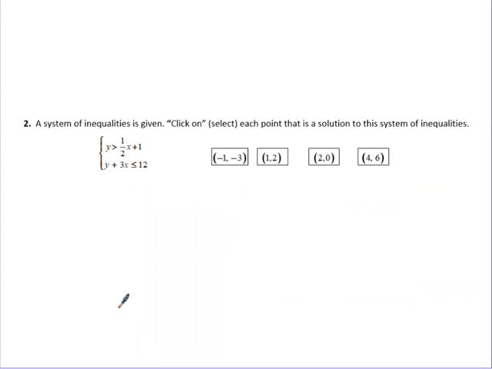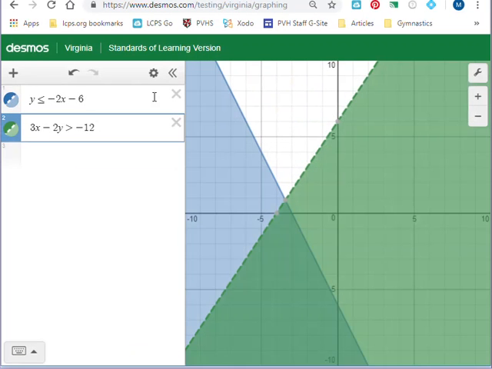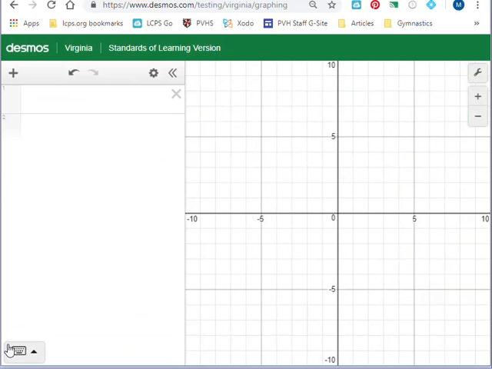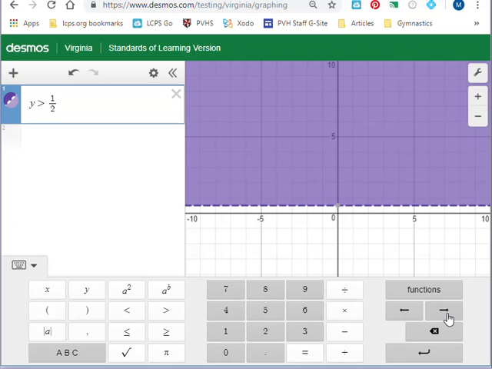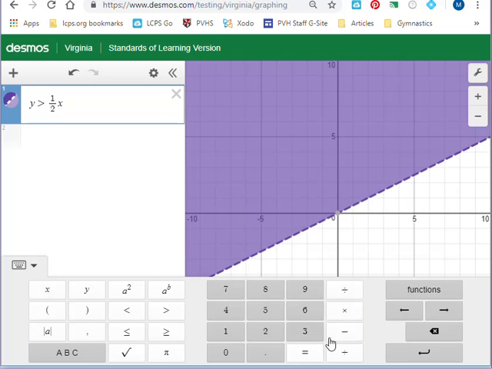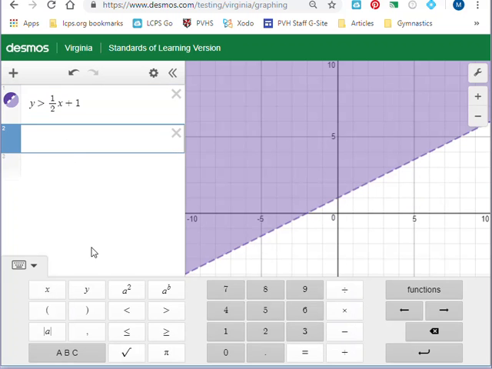Let's look at one more example. Given a system of inequalities, you want to select each point that is a solution to the system of inequalities. So again, we are going to type these inequalities in Desmos. We can use our keyboard. We have y is greater than 1/2 x plus 1, and we have y plus 3x is less than or equal to 12.